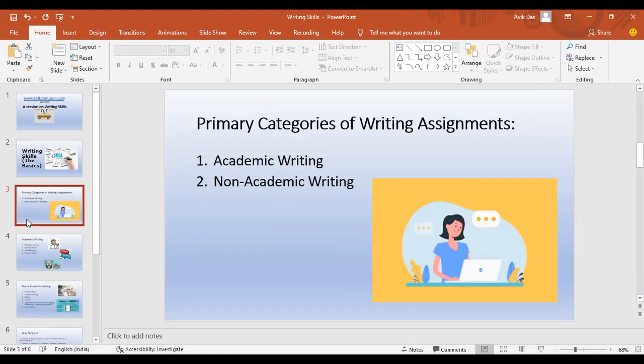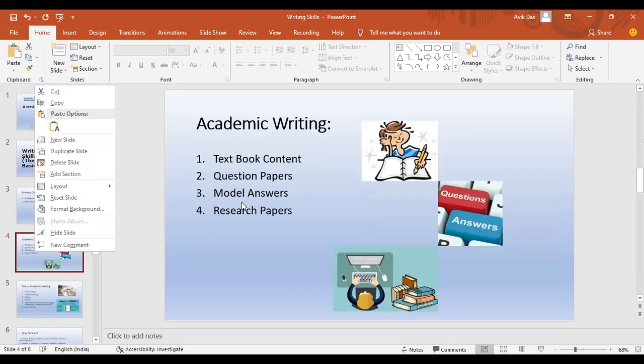So what's academic writing? There are 4 types of academic writing. The first one is textbook content. The content which you can read when you are opening any textbook. The chapters, the illustrations, the way the chapter is arranged, that comes under textbook content. Then comes question papers.